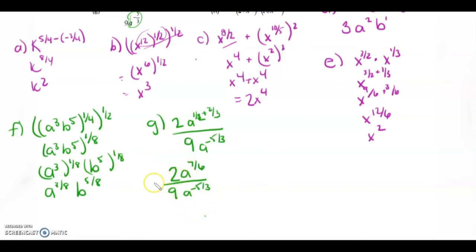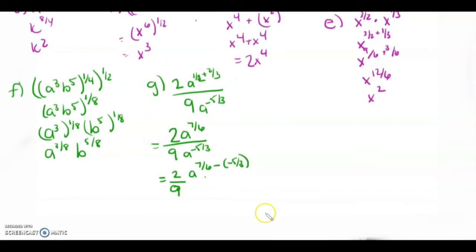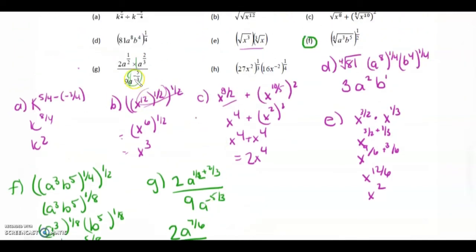So when we divide two numbers with the same base, we subtract the exponents. So we get 2 over 9 still, we get a to the 7 over 6 minus negative 5 over 3. So I get 17 over 6. Okay, so I get 2 over 9, a to the 17 over 6. So kind of a long one. I guess I could have done all those 3 a's together, but I broke them up, and that's okay too. Okay, last one, h.